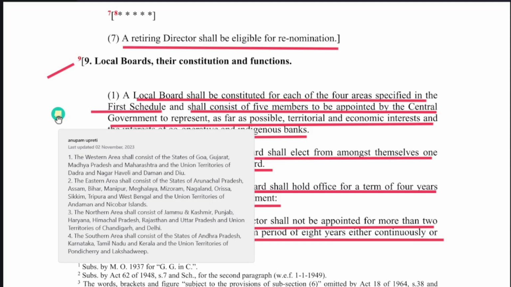Lastly, the southern areas shall consist of the states of Andhra Pradesh, Karnataka, Tamil Nadu, Kerala, and the Union territories of Puducherry and Lakshadweep. Now, this entire segregation of different states and UTs into different areas has been detailed out in the first schedule of the RBI Act 1934. And for all these four different areas, local boards have to be created, and the composition of these local boards is detailed out in section 9.